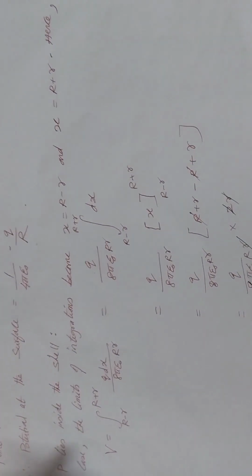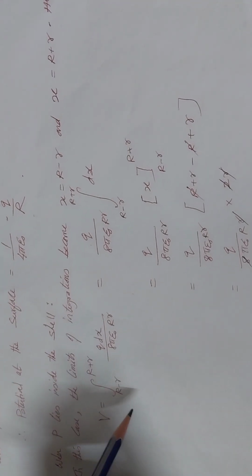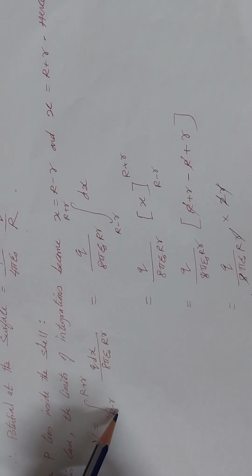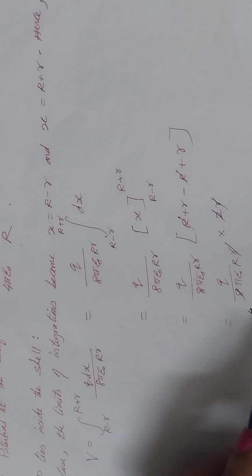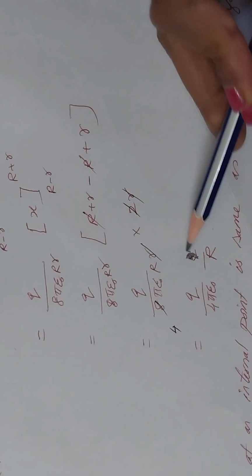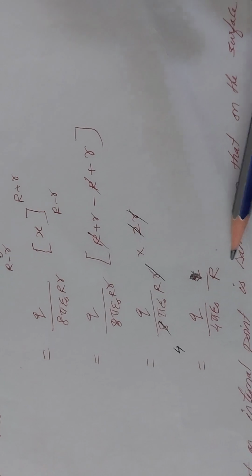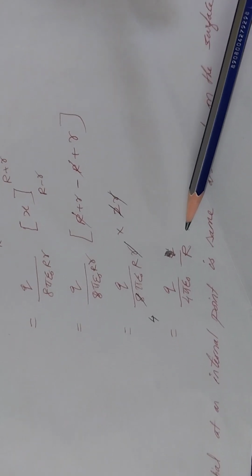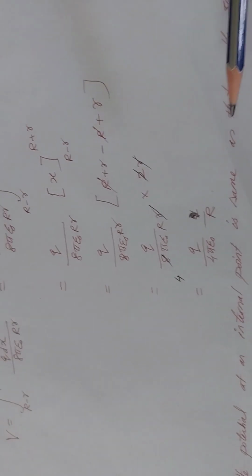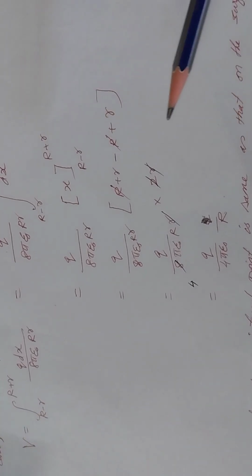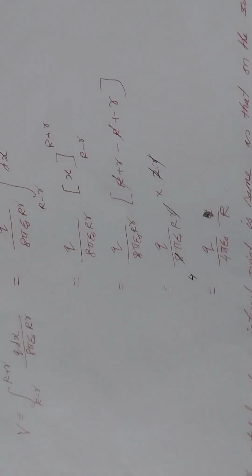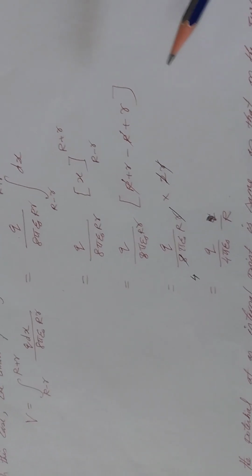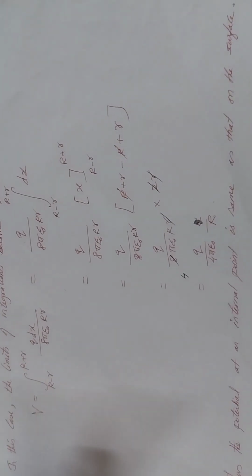What happens if the point P lies inside the shell? Then we integrate from capital R minus r to capital R plus r, and we have the equation q by 4 pi epsilon naught R. So the potential at a point lying inside the shell will be the same as the potential on the surface, that is 1 by 4 pi epsilon naught q by R, whereas the potential outside the sphere will be V is equal to q by 4 pi epsilon naught small r. So that makes the difference here.